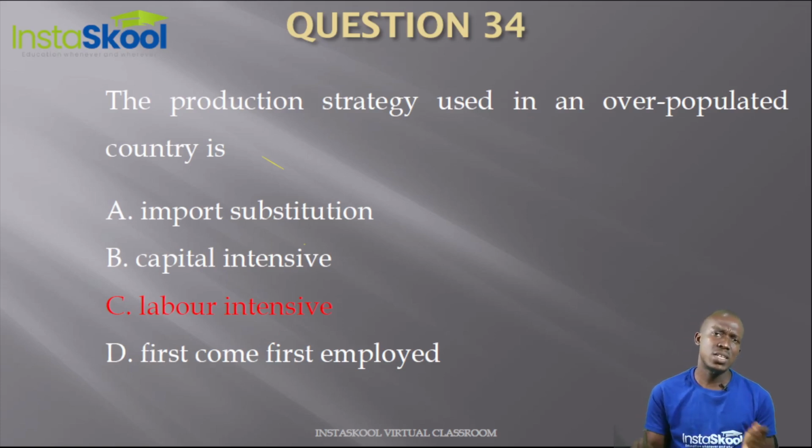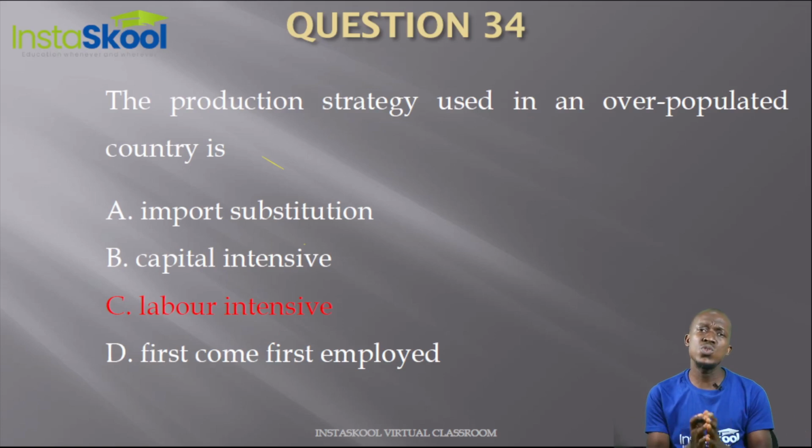Now, let's understand the question. The question says, which production strategy will you use in an overpopulated country? That means a country that has plenty people. So, if you have so much people in your environment and you want to clear an acre of land, would you go and hire a tractor and employ just one man? No, because you have excess people who are idle. You can afford to send 50 of them to the land to start clearing because you have so much people.